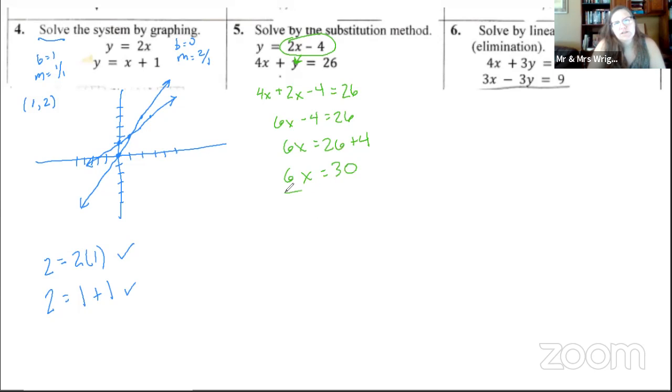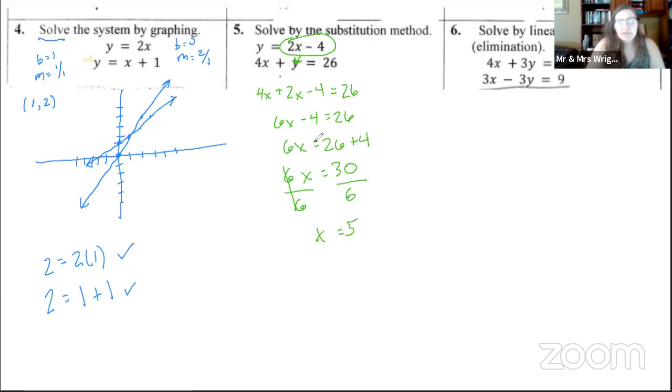And then what we need to do is go ahead and undo what's being done to the x. What's being done to the x is it's being multiplied by 6, so we need to divide by 6 on both sides. So x is going to equal 30 divided by 6 is 5.